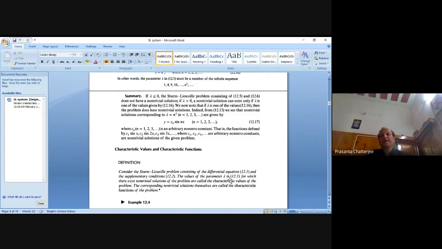That is, 1, 4, 9 are characteristic values, and sin x, sin 2x, sin 3x, and so on are characteristic functions.